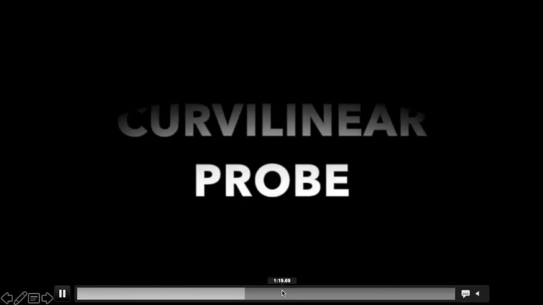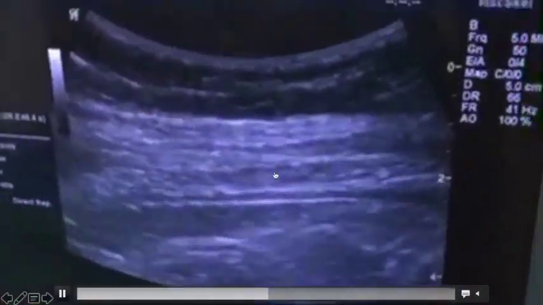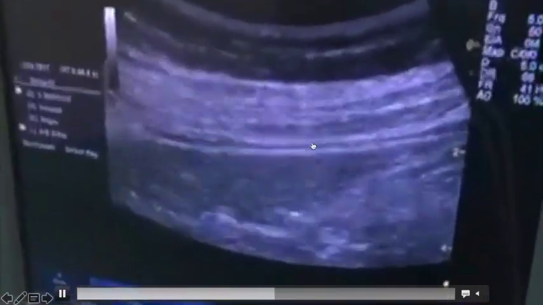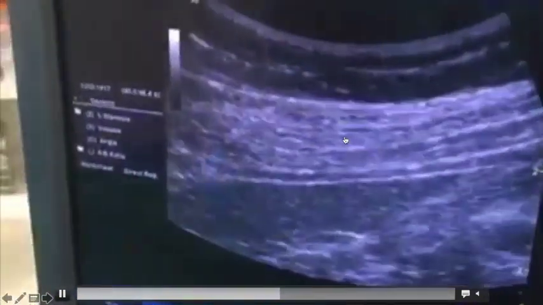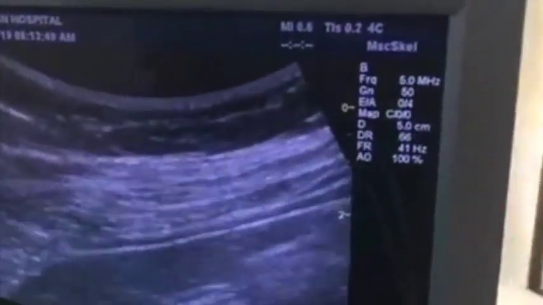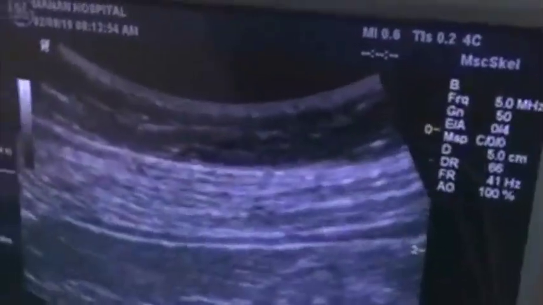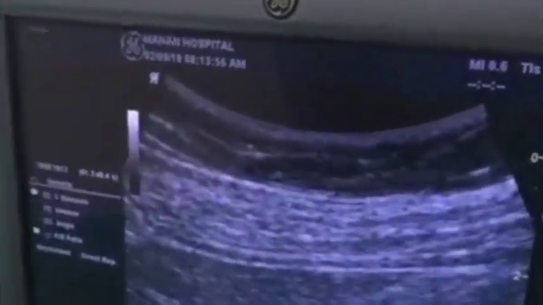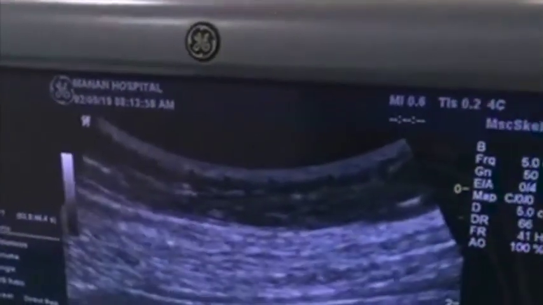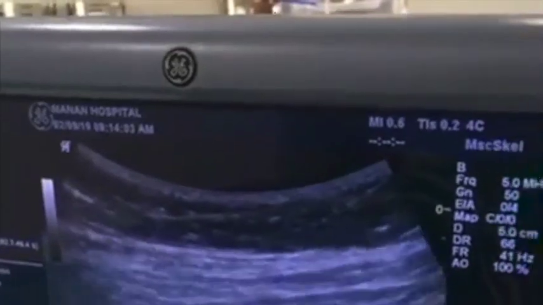The second technique is with the curvilinear probe. On the opposite side I am giving with the curvilinear probe. I reduced the depth to 4 cm, that is the minimum. This is external oblique, internal oblique and transverse abdominis muscle, 3 muscle layers. You can see easily. These probes are easily available in gynecology, so you can use them to give TAP block in your LSCS patients. So this makes your job easier to give TAP block in LSCS patients, and the patient will be very happy when you give TAP block.